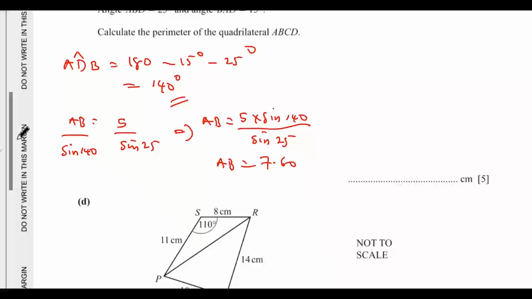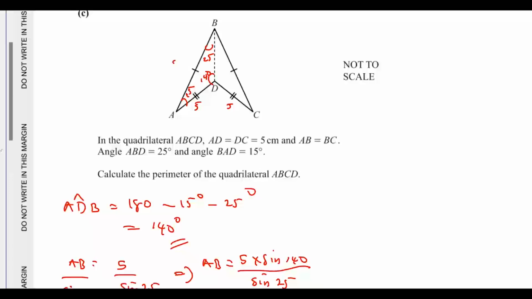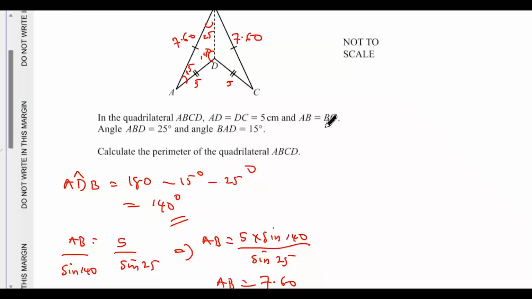So AB equals 7.60. That means you have 7.60 here, and this will also be 7.60. So the perimeter will be the addition of everything, which you can also write like this: the perimeter equals 2 into brackets, the addition of the two sides, that is 7.60 and 5.